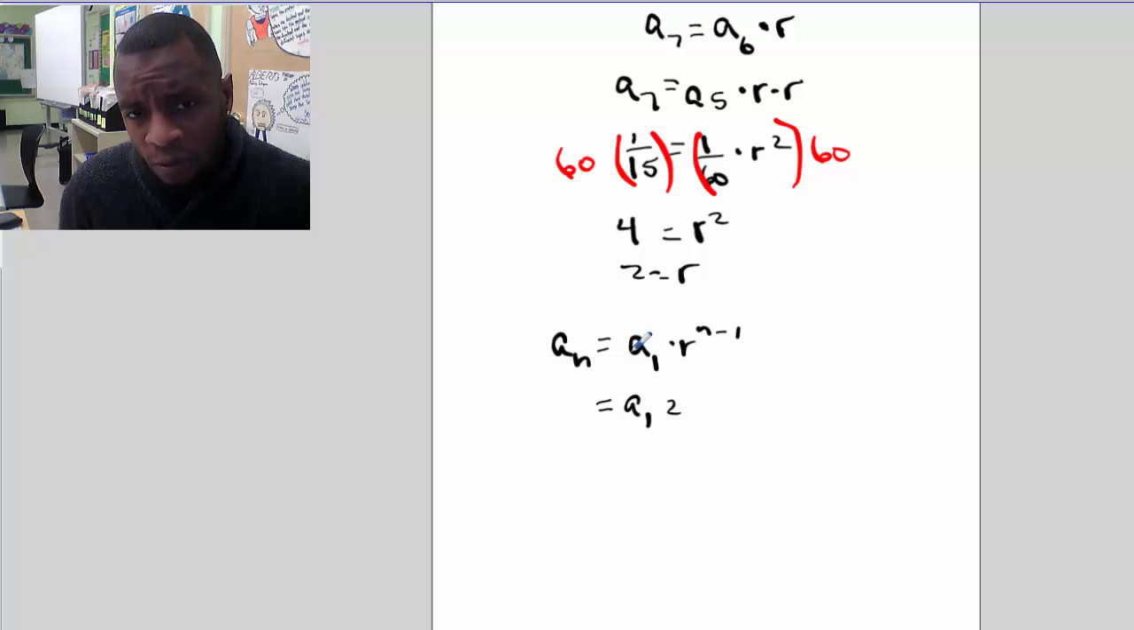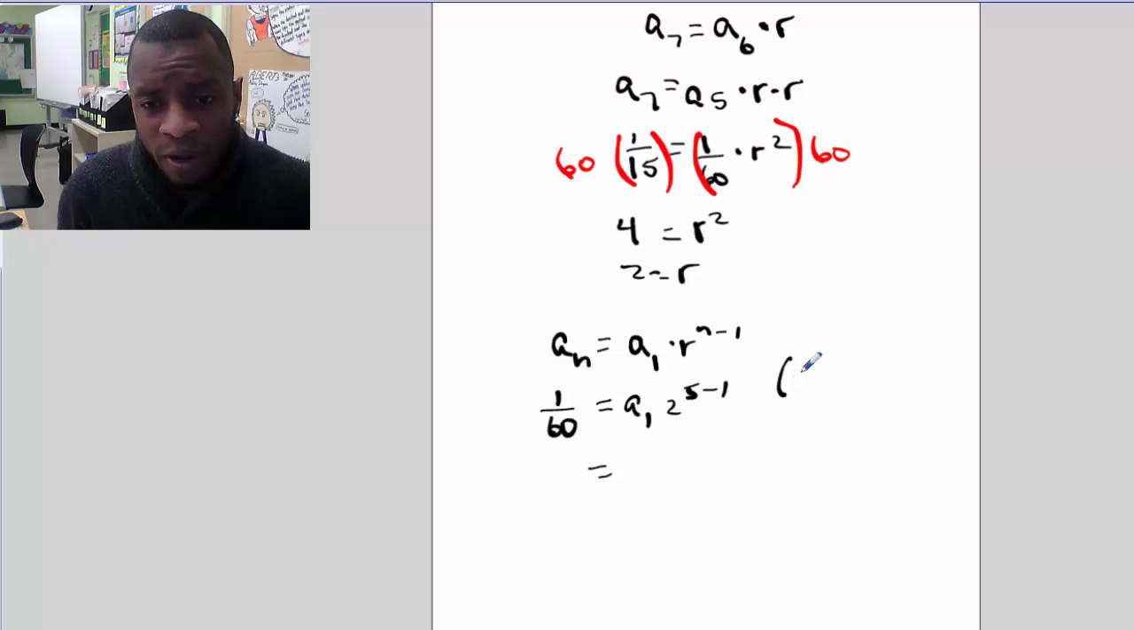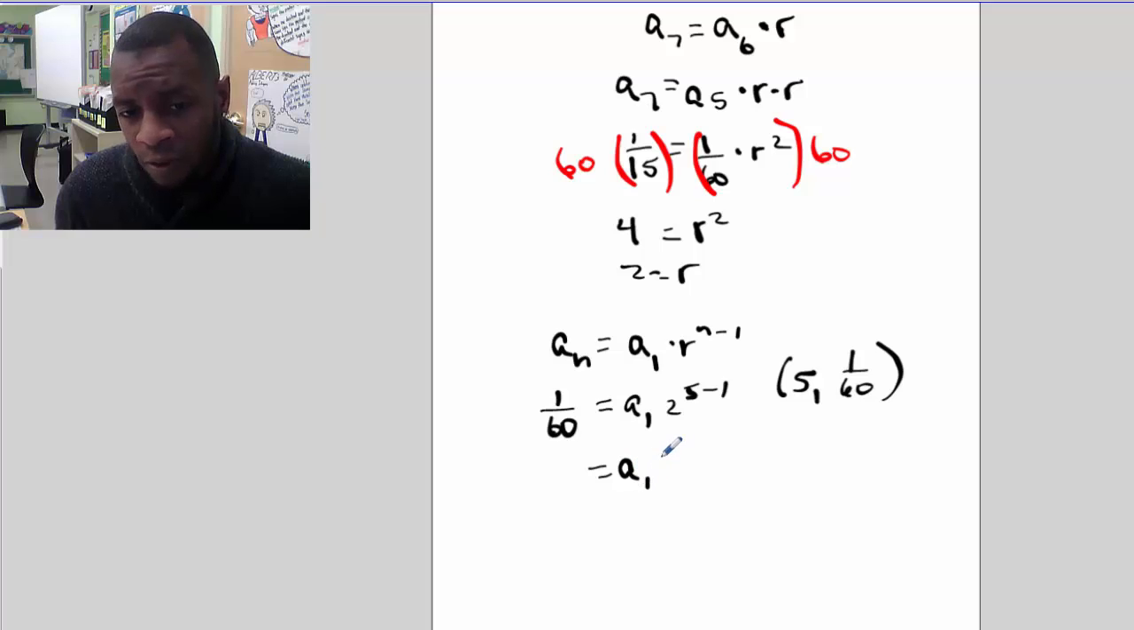And then to find what a1 is, we're going to choose one of our points. So I'm going to choose a sub 5, which is 1 over 60. And so we know that n is 5 minus 1. Okay, so we chose the point (5, 1 over 60) as our point to plug in. Okay, and so now we're just going to solve for a1. So a1 times, this is now 2 to the 4th, equals 1 over 60.